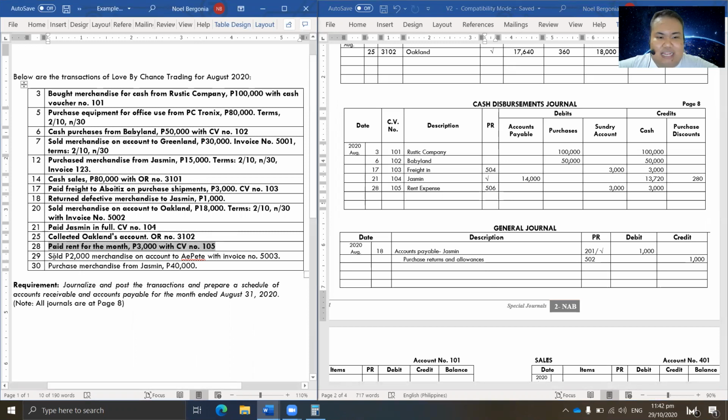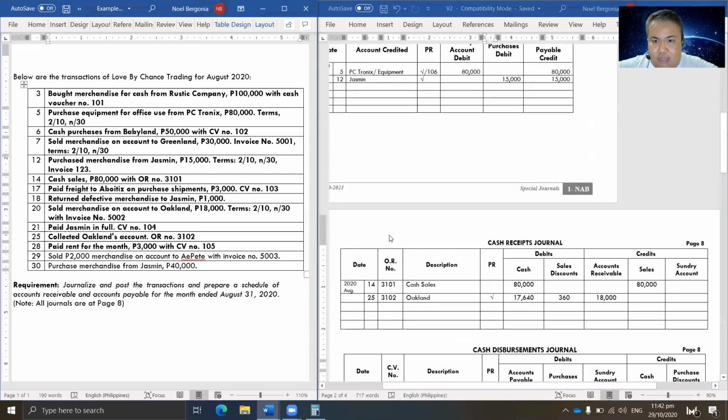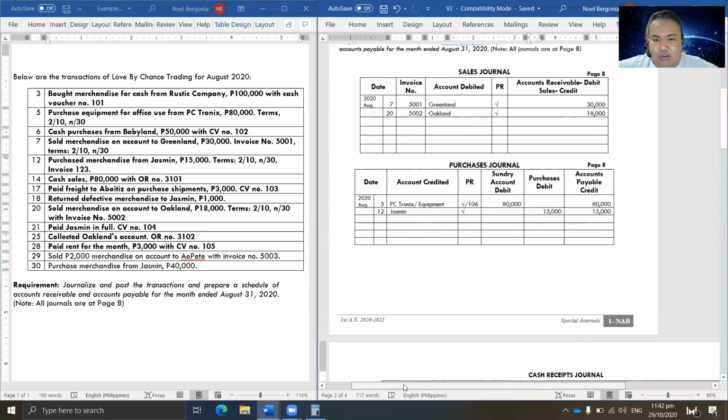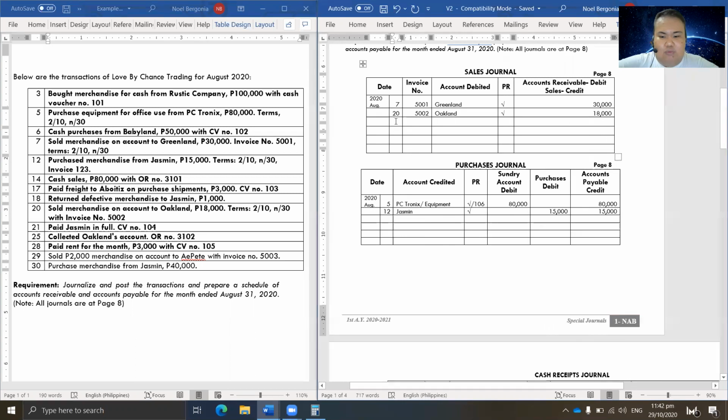So we have on the 29, sold 2,000 merchandise on account to APIT, with the invoice number 503. So sales on account ulit. So that would be on the sales journal. So we have on the 29th, with the invoice number 5003. Sino pinautang natin? Si APIT. Magkano po pinautang? 2,000 pesos. Congratulations. Joke lang.